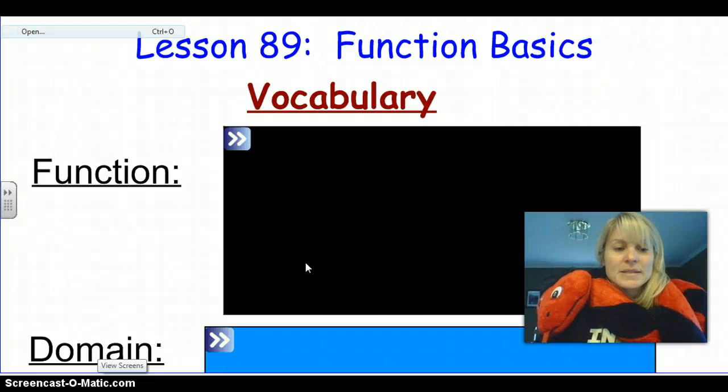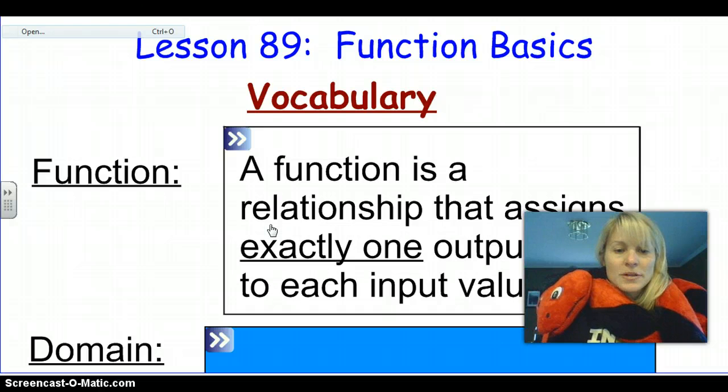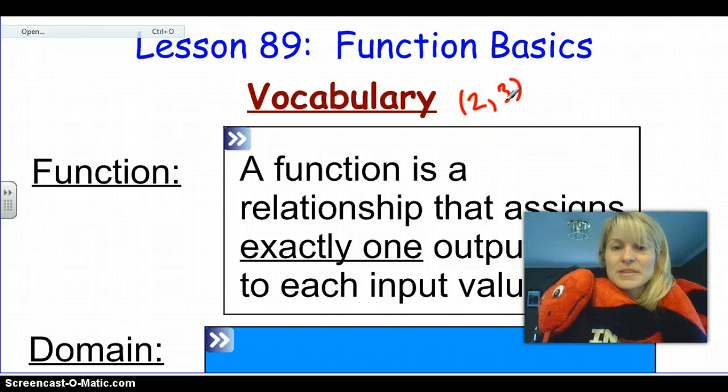Okay, so for tonight's lessons, we're going to look a little bit more at function and domain. A function is a relationship that assigns exactly one output value for every one input value. And we've talked a little bit about that. Basically, what we're saying is a function has, for every x, a y value in our coordinates, right? That makes it a relationship. There's an x and a y.